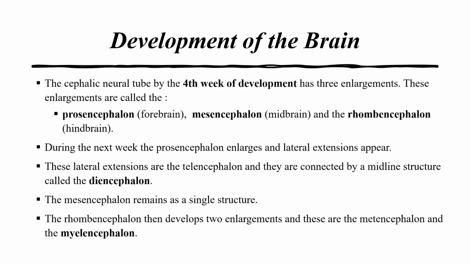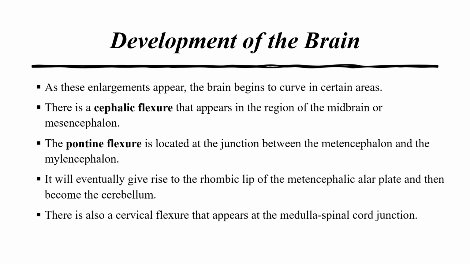So, for the development of the brain, the cephalic neural tube by the 4th week of the development has 3 enlargements. These enlargements are called again the prosencephalon, the mesencephalon, and the rhombencephalon. During the next week, the prosencephalon enlarges and lateral extensions appear. These lateral extensions are the telencephalon, and they are connected by a midline structure called the diencephalon. The mesencephalon remains as a single structure, and then the rhombencephalon develops into two enlargements, and these are the metencephalon and the myelencephalon.